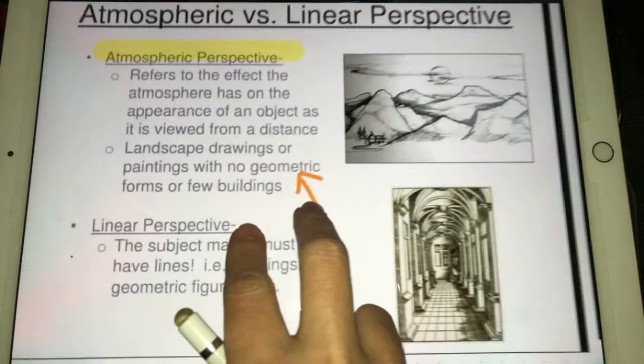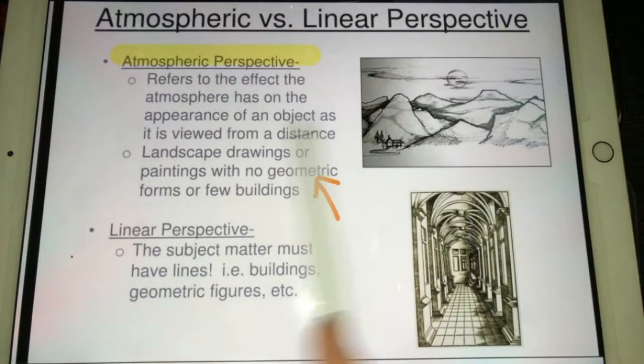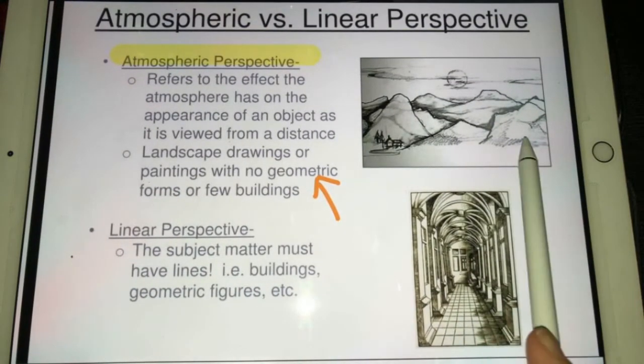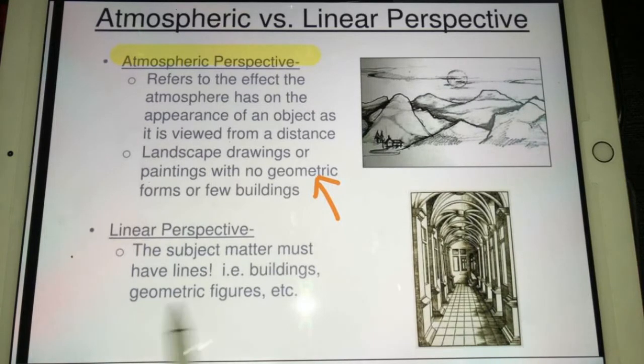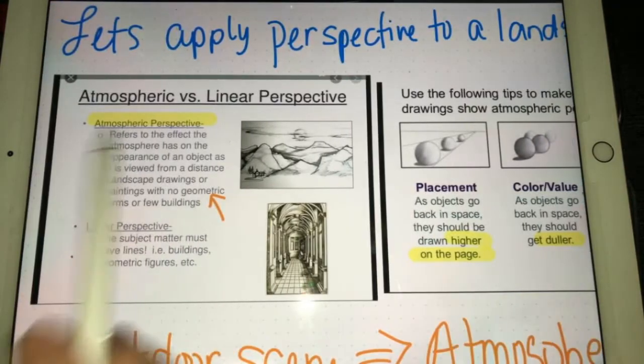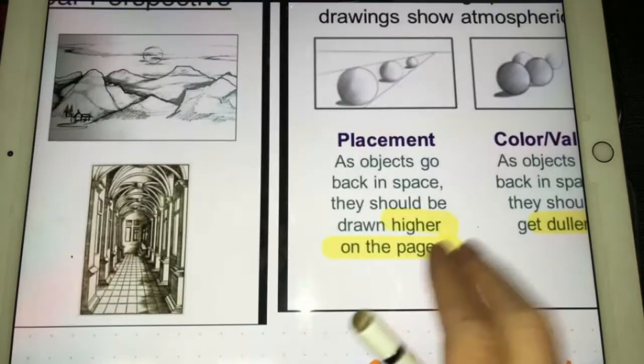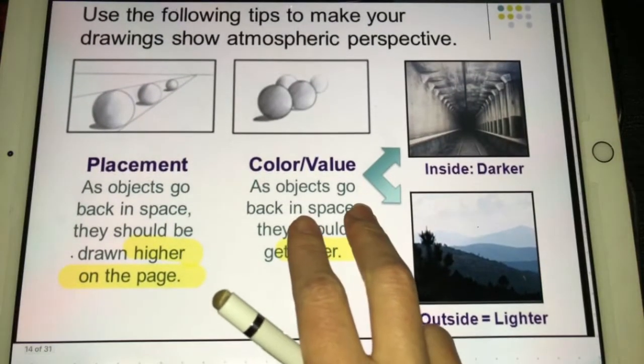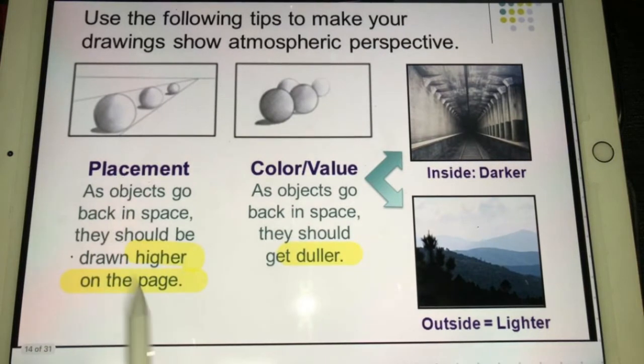So that kind of perspective is called linear perspective. It can be a little difficult to apply linear perspective to something like this because there's no geometric lines, okay? There's not a lot of straight lines happening here. Perspective is still at play, but we have to show it in a different way. So we're going to use atmospheric perspective, all right? One trick that we're going to use is placement. So things that are further away, if they're going back into space, they get higher on the plane.